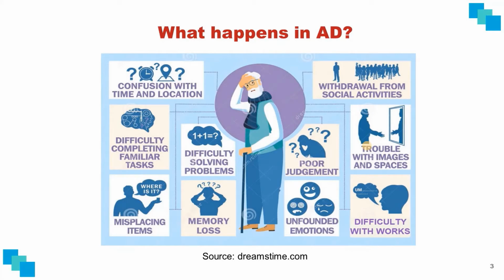What happens in AD? The manifestations or symptoms are shown here within this infographic. Confusion with time and location. The patient usually misplaces his current location and also fails to remember the time. The most prominent symptom is memory loss, which remains at the bottom of each other symptom. Other symptoms include misplacing items, difficulty performing familiar tasks, poor judgment, etc.